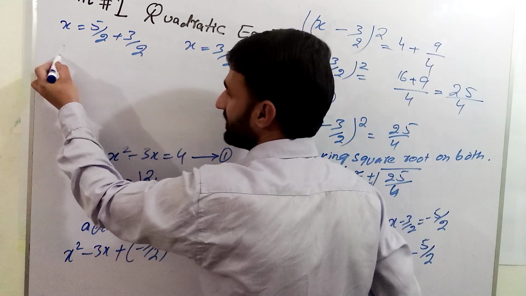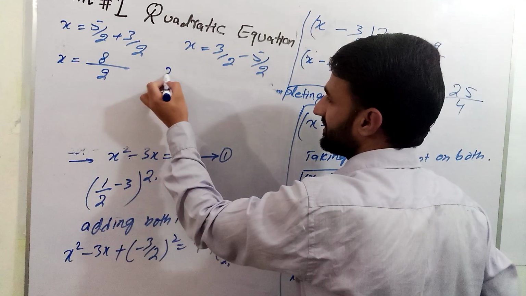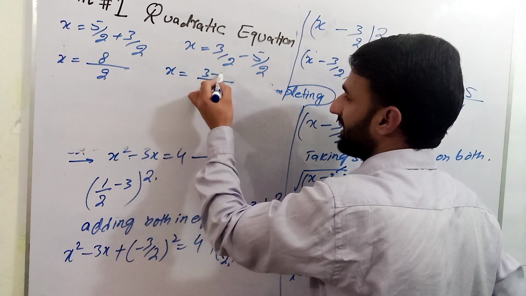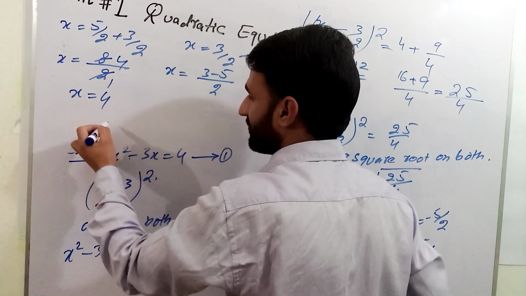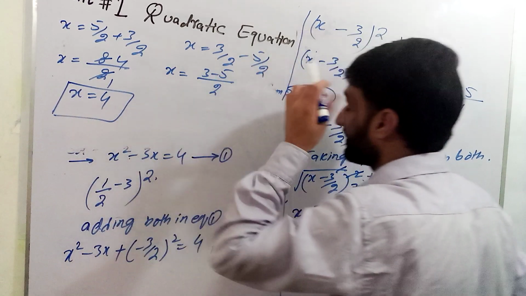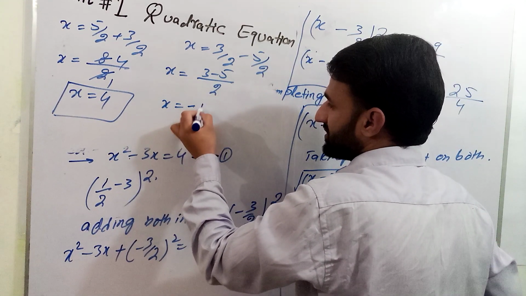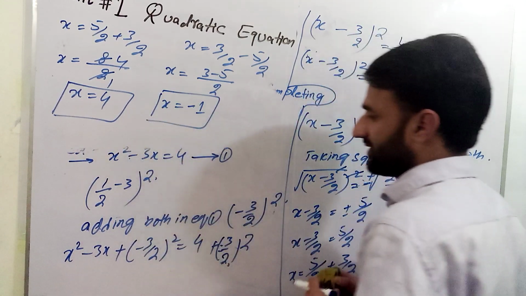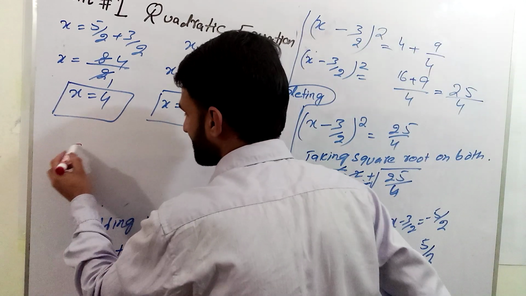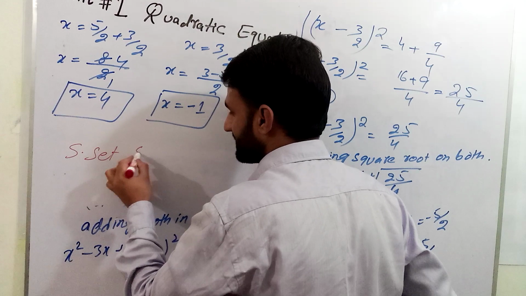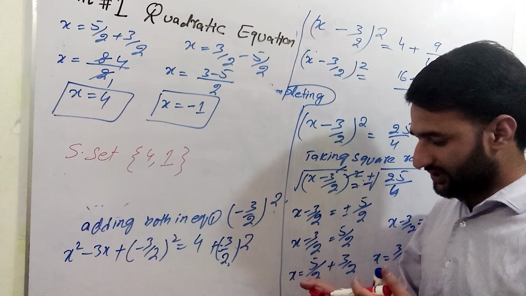Here the LCM is the same, so you can write it as 8 by 2, right? Here you can find the solution. x is equal to 3 plus 5, which gives 8 by 2, so x is equal to 4, and for the other, the solution will come out equal to minus 1. So this is the required solution of the quadratic equation. You can write it in solution set form: the solution set is 4 comma minus 1. So this is your required solution of the quadratic equation.